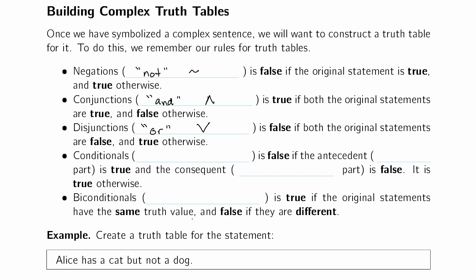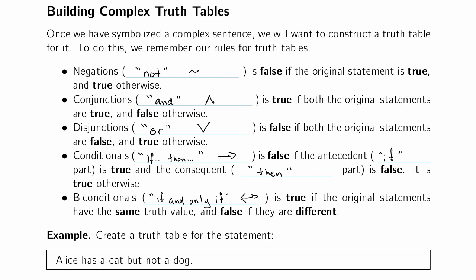Conditionals, those are the funky ones. That's the if-then that we symbolize with an arrow. That's false if the antecedent, that is the if part, is true, and the consequent, the then part, is false. It's true the rest of the time. So it's true whenever the if part is false. It's true whenever the then part is true. Our last connector was the biconditional. That was the if and only if, and we symbolized that with the double arrow. That's true when the original statements have the same value. It's false if they're different.